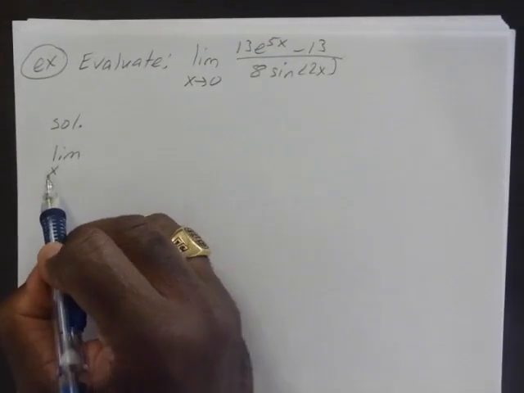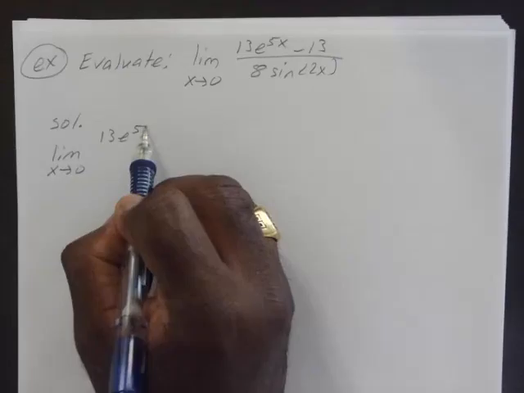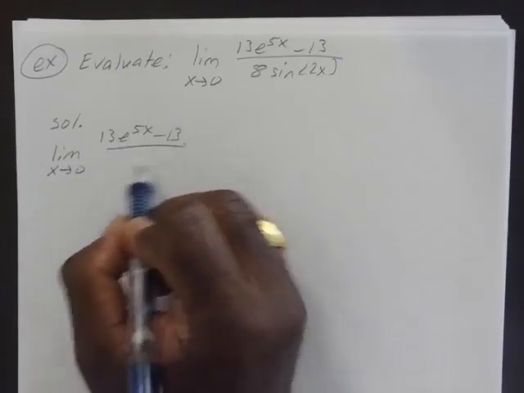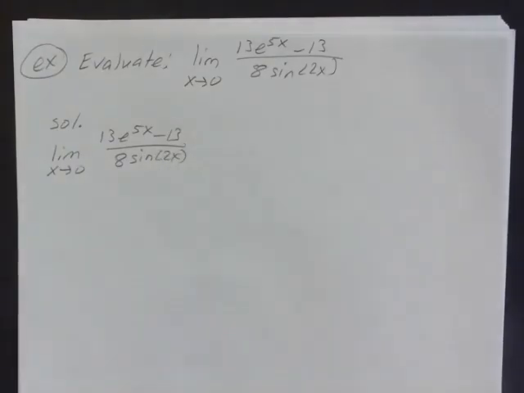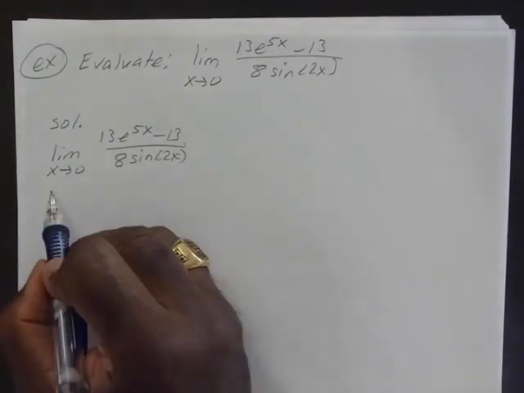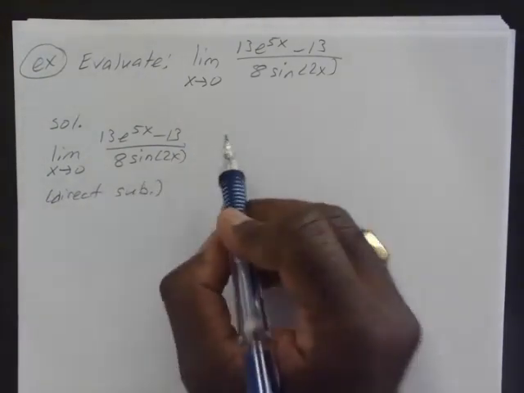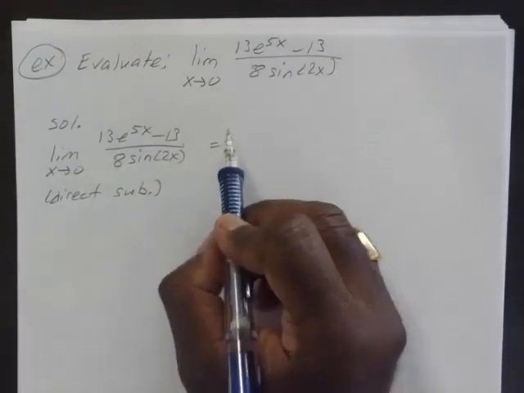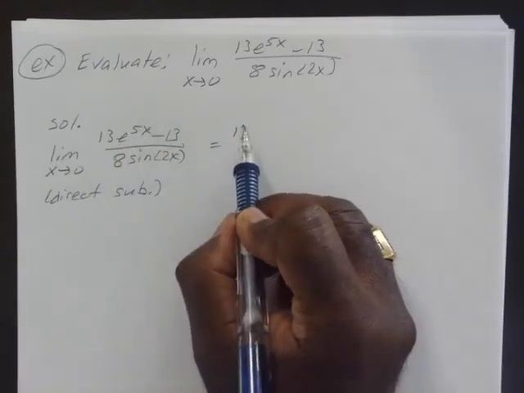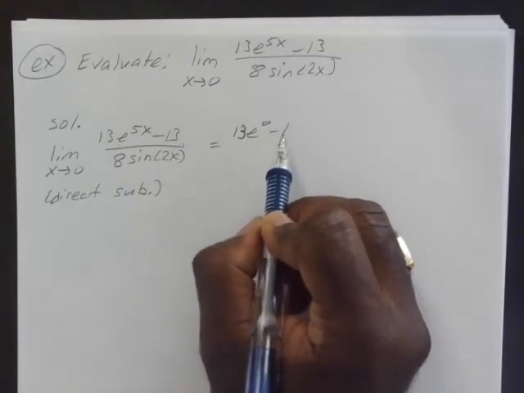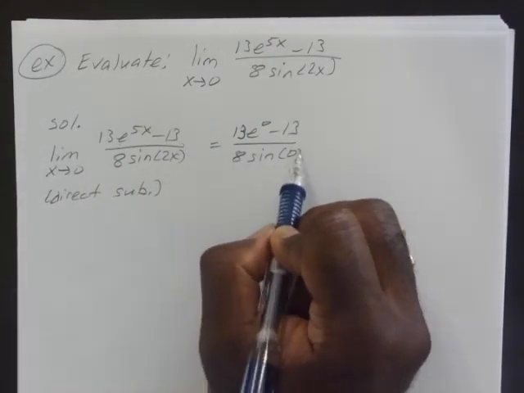Okay, so we know our limit as x approaches 0 of 13 times e to the power of 5x minus 13, divided by 8 times sine of 2x. If we use direct substitution, that's going to give us 13 times e to the power of 5 times 0, so 13 times e to the power of 0, minus 13, over 8 times sine of 2 times 0, which is 0.